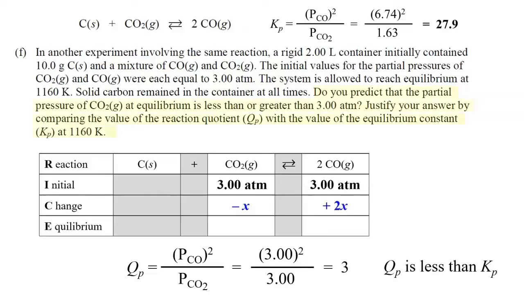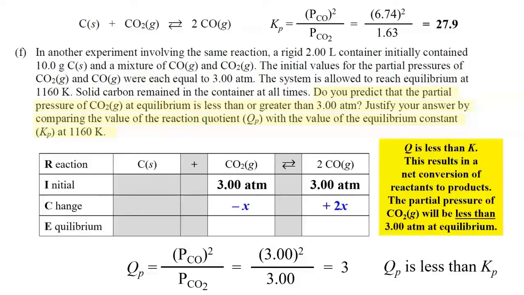So the answer to part F: do you predict that the partial pressure of carbon dioxide at equilibrium will be less than or greater than 3 atmospheres? The answer is less than. Since Q is less than K, this results in a net conversion of reactants to products. So the partial pressure of carbon dioxide at equilibrium will be less than 3 atmospheres.